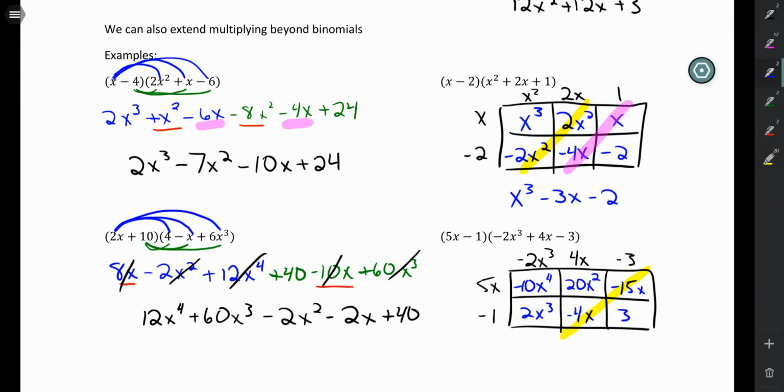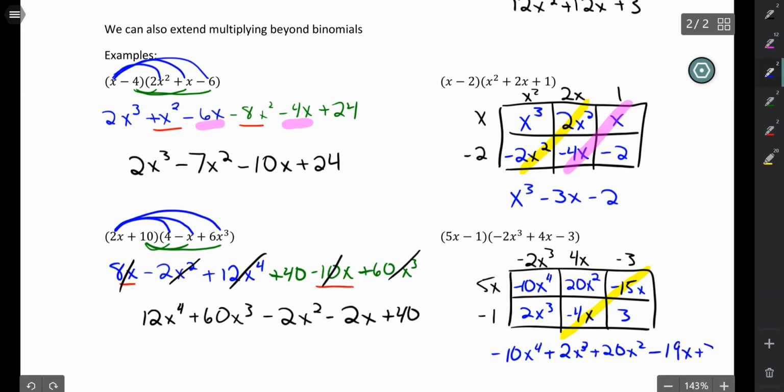Okay, so final answer: negative 10x to the 4th plus 2x cubed plus 20x squared minus, because 2 negatives give you more negatives, 19x plus 3. And there is my final answer. We are now professionals at multiplying polynomials.